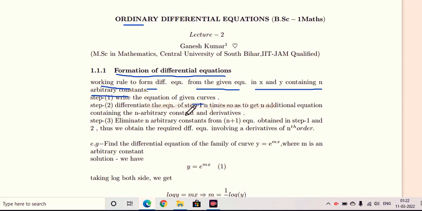Step 2, differentiate the equation of step 1 n times to get n additional equations containing n arbitrary constants or parameters and derivatives. Step 3, eliminate the n arbitrary constants from the n plus 1 equations obtained in steps 1 and 2. Thus we obtain the required differential equation. After eliminating the arbitrary constants, we get the required differential equation involving a derivative of nth order.